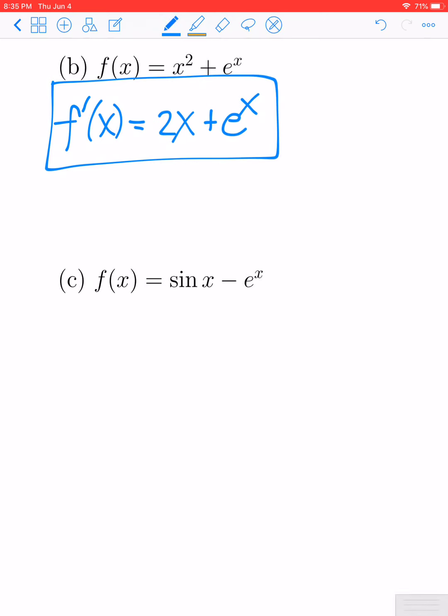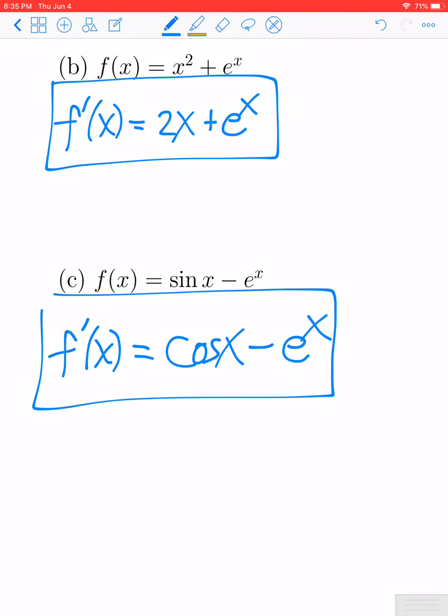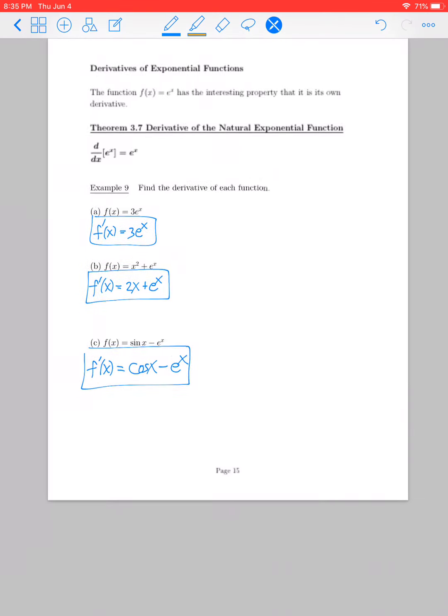Let's take a look at part C. F prime of x is going to be equal to the derivative of sine of x, which is cosine of x, minus the derivative of e to the x, which is e to the x. So we have a couple of brand new derivative rules this section, for our trig functions and also for e to the x.